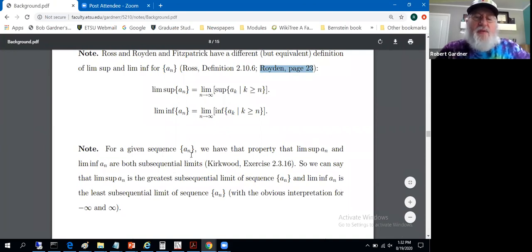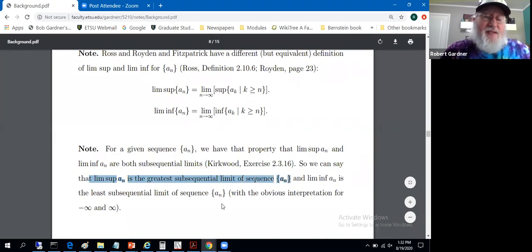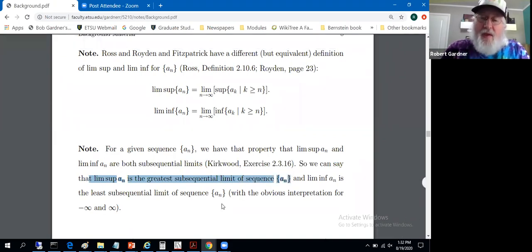For a given sequence a sub n, we get the property that lim sup of a sub n and lim inf of a sub n are themselves subsequential limits. It's one of the reasons I like Kirkwood. He does a thorough job with his stuff in his analysis book. So we can say that lim sup is the greatest subsequential limit. How convenient. Lim sup is the greatest subsequential limit of that sequence, and lim inf is the least subsequential limit.